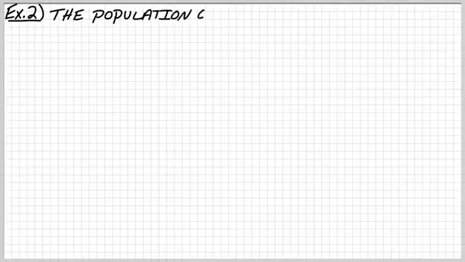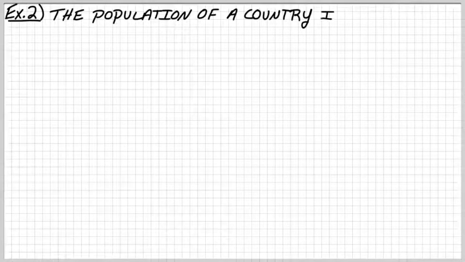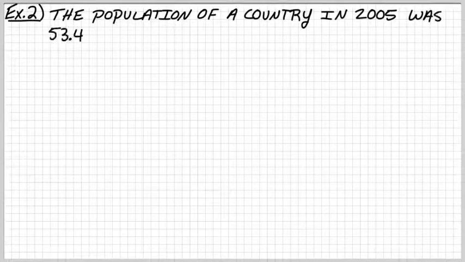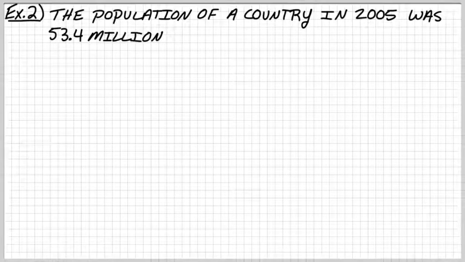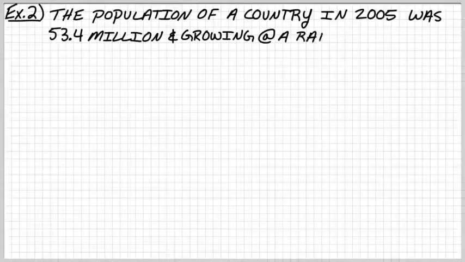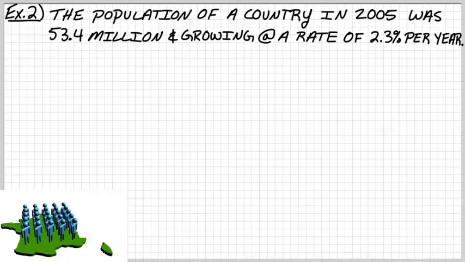Example 2, another real-life scenario. So the population of a country in 2005 was 53.4 million. And it's growing at a rate of 2.3% per year. So it's growing pretty quick. Here's my little picture of a country. Bonus if you can actually tell me what country that's trying to represent there.